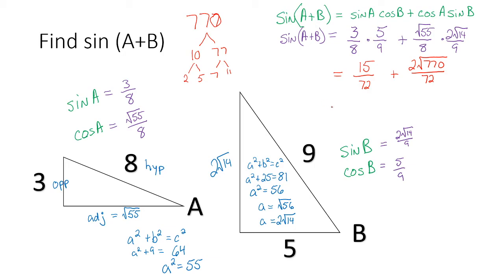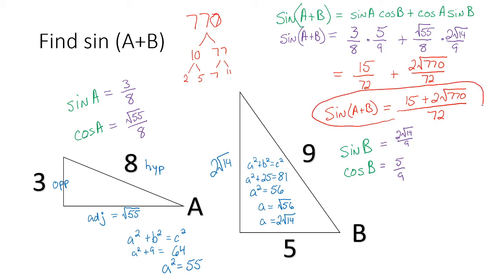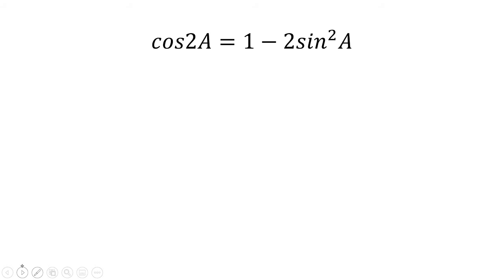So our answer is going to be the sine of A plus B equals 15 plus 2 root 770 over 72. That's my exact answer. Kind of nasty, but we got it. Hope you guys are doing good. Let's move on to another problem.